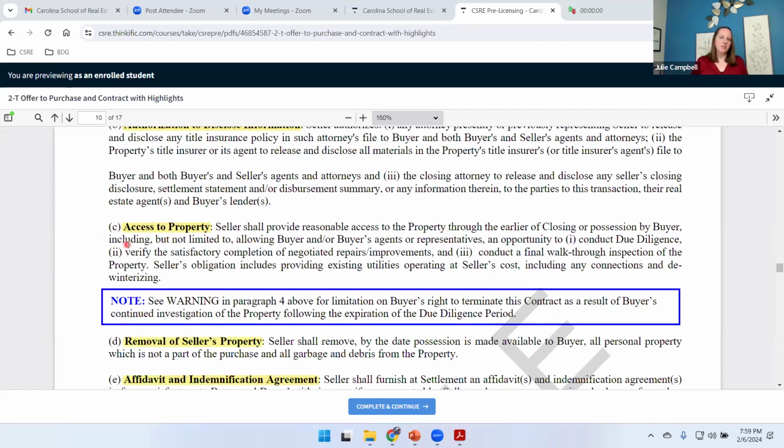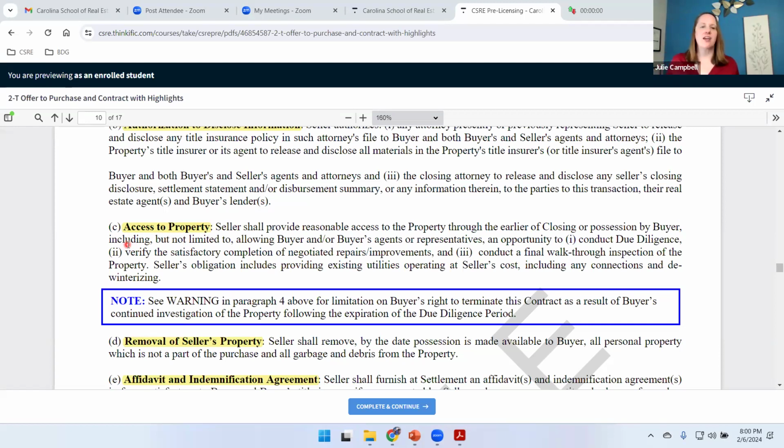Seller needs to provide reasonable access to the property through the earlier of closing, allowing the buyer to do their due diligence, to verify satisfactory completion of negotiated repairs, and to conduct the final walkthrough. The seller's obligation includes providing existing utilities at the seller's cost. It's kind of hard for the home inspector to inspect the property if the water and the power has been cut off. So the seller's going to keep that on if they've already moved out, if it's vacant.